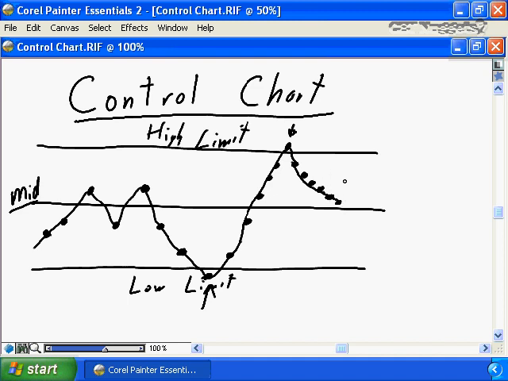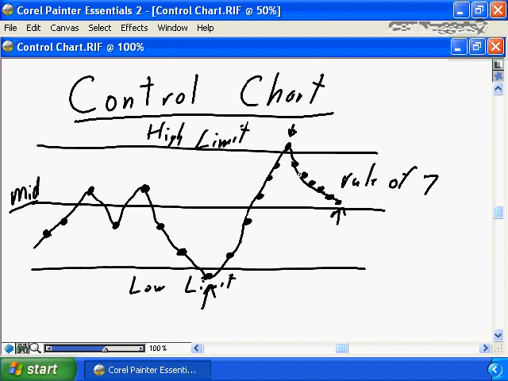Another common approach used in control charts is the rule of 7. If you have 7 consecutive measurements trending in the same direction, that also is a potential indicator of a potential out of tolerance situation. As we saw here, we had 1, 2, 3, 4, 5, 6. In this case, we went out of tolerance before we hit our group of 7.